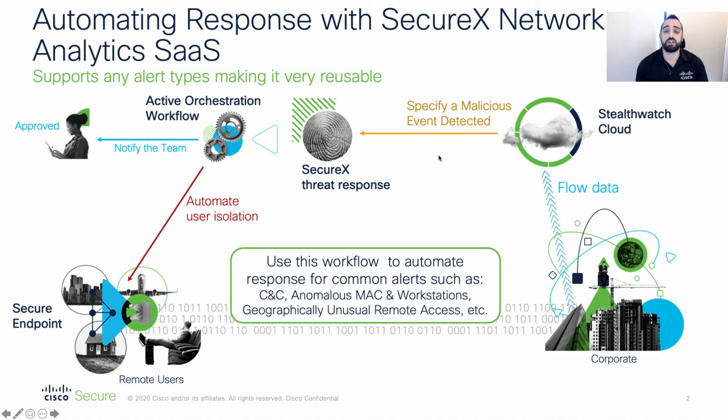So with this workflow, we have seen how you can customize it to do certain functions depending on the alarm you have from SecureX Network Analytics SaaS, and do actions with Secure Endpoint, depending on whether the endpoint is available in your endpoint solution or not. You can have it isolated. If it's an agentless endpoint, then you at least get a notification that we have seen bad activity from this host, but we don't have an agent to isolate it.